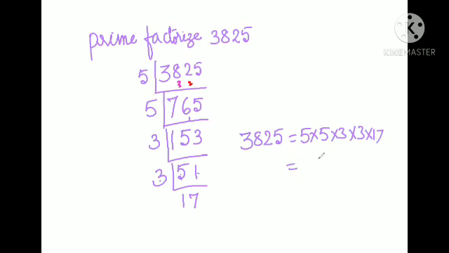Now 5 is multiplied 2 times, 3 is multiplied 2 times, and 17 is multiplied only one time. This is called the exponential form of the prime factorization. Okay, in this way you can prime factorize, and after prime factorization you can find the LCM and HCF.